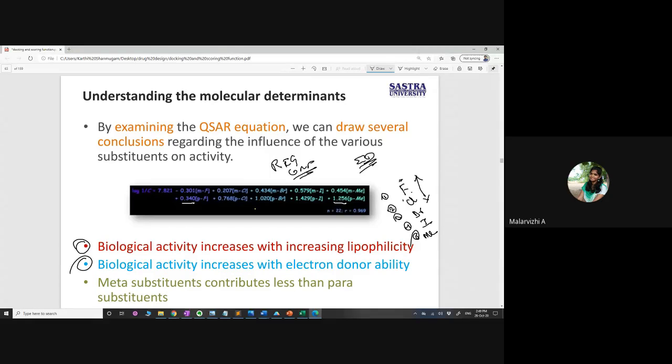Methyl at para position. Okay, so can we say that methyl at para position is contributing more to the biological activity than fluorine at para position? Yes, sir. Yes, right. So that is what we can understand. The biological activity increases with the electron donating ability.